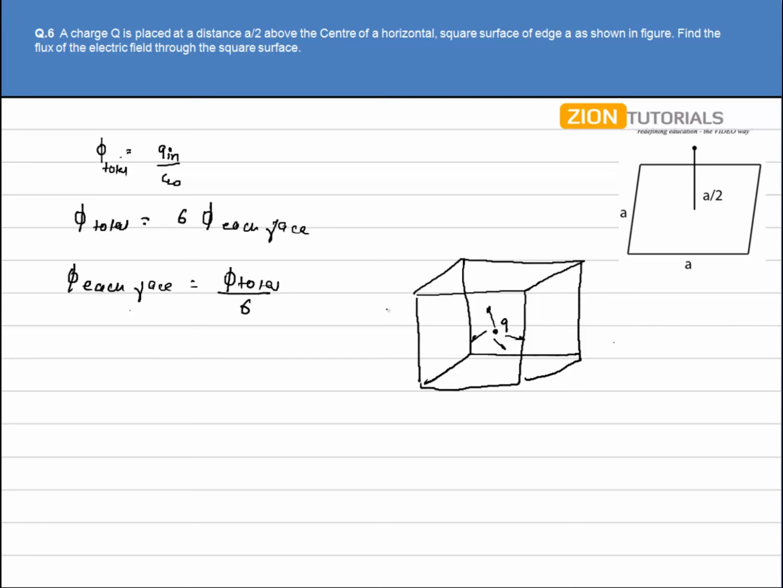The flux passing through each face is what I have to calculate, because this is the same case, where there is an edge a at a distance of a/2 from the surface. So the flux passing through each face will be equal to the total flux, which is given by Q enclosed by epsilon naught, divided by 6. So it is equal to capital Q by epsilon naught into 6. This is my answer.